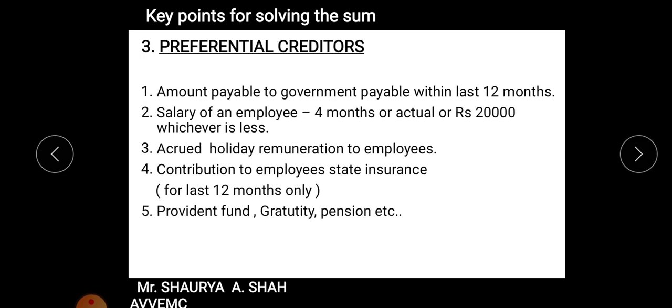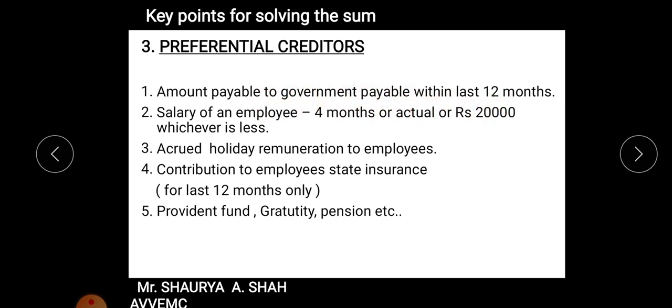Next is your preferential creditors, the most important thing, right? If you remember, the sum which I gave you in the last lecture, that was your question number 9, was based on this thing only. That also we will solve in this lecture. I hope you must have already done it because it was for your self-study, that is your homework. Fine. The very first among preferential creditors is amount payable to government within the last 12 months, right?